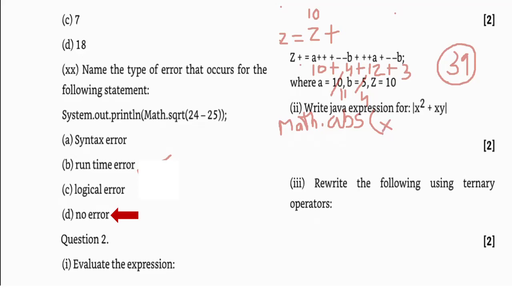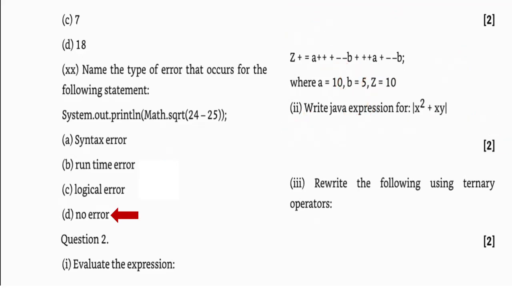So x square, you can write it as Math.pow(x, 2), or you can simply write it as x into x, and then x plus y. Both are correct ways of doing it. So x times x plus x times y. All right, this is the correct way.